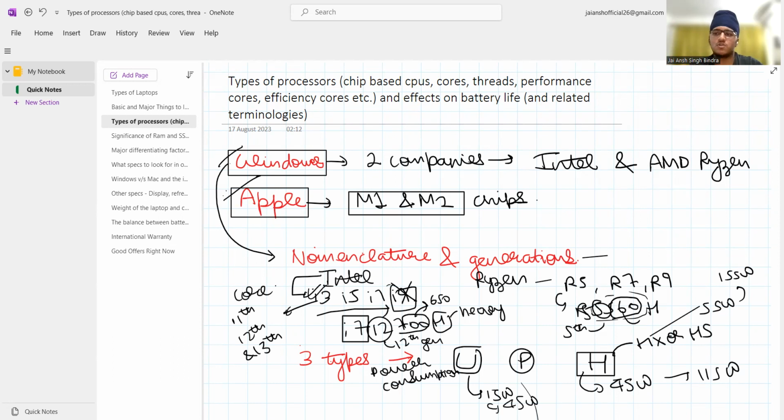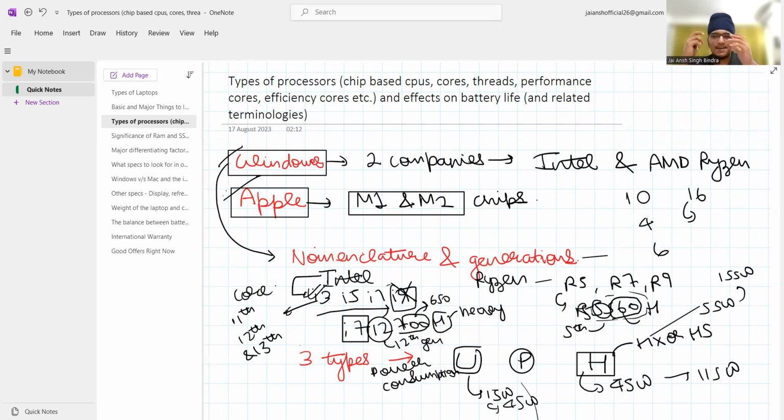Now, what are cores? In the specifications of any laptop, you would read something like total cores as 10, for example. 4 would be the performance cores and 6 would be the efficiency cores. A higher number of cores means more performance as the efficiency cores increase, and more multitasking you're able to perform. More threads means more applications you can run together.